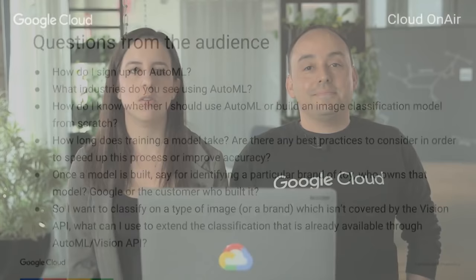To sign up for AutoML, go to cloud.google.com/AutoML. There you'll see a link to fill out a form. This is where we're collecting details about the use case that you want to use AutoML for. We'll review that, and then you should hear back within a couple of weeks or so. Let's see the next question.